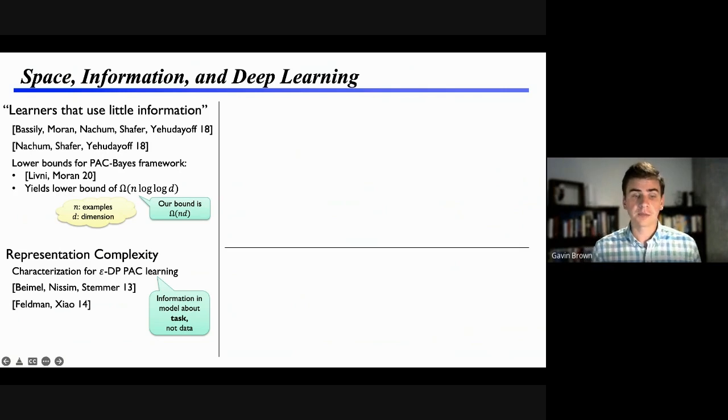Another related concept is that of representation complexity. The representation dimension characterizes the sample complexity of PAC learning under pure differential privacy. Roughly, representation complexity aims to quantify the information in a hypothesis or model about the task itself, while our focus is on the information in the model about the data itself.